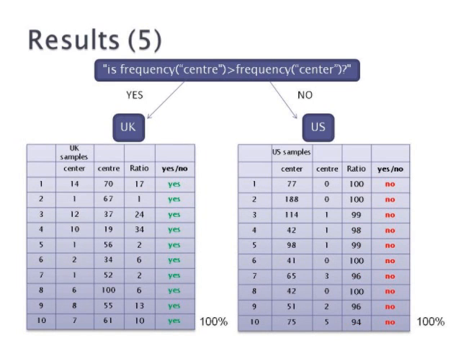This decision tree shows the application of the question, is frequency of CENTRE more than the frequency of CENTER? This table shows that when the frequency of CENTRE was more than the frequency of CENTER, the text was British. According to these results, this particular tree could be up to 100% accurate.